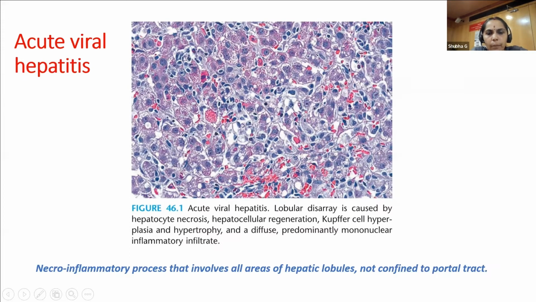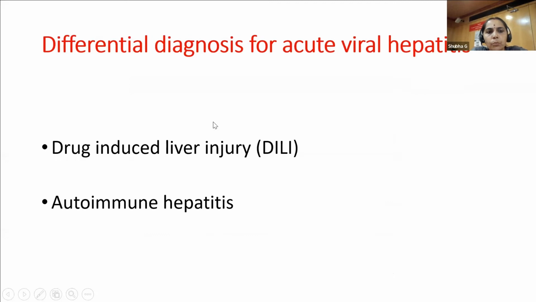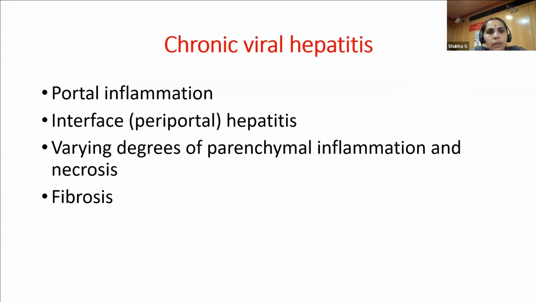So this is an acute viral hepatitis, the differential diagnosis of which would be a drug-induced liver injury, where the pattern will be slightly different, and autoimmune hepatitis. So these are close differentials in acute hepatitis. So coming to the chronic viral hepatitis, the hallmarks of chronic viral hepatitis in a liver biopsy is based on portal inflammation, interphase or periportal hepatitis, varying degrees of parenchymal inflammation and necrosis, and fibrosis. So we look for these 4 things in a liver biopsy when we get a biopsy for chronic viral hepatitis.